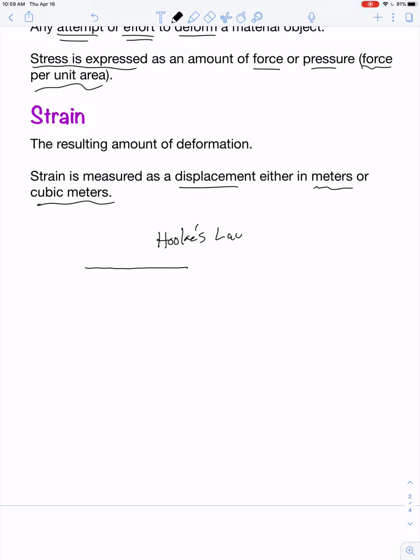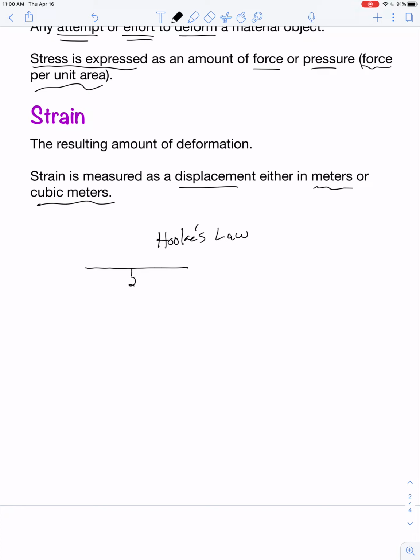And remember, Hooke's law is the one that governs the behavior of springs. Actually, it governs the behavior of other materials that have a linear relationship between stress and strain, but springs are one of the best examples.